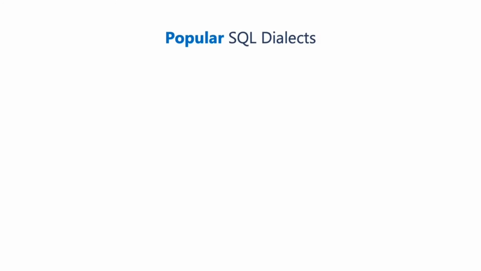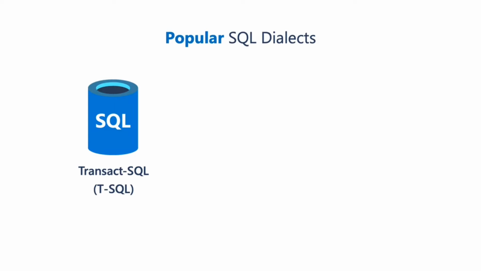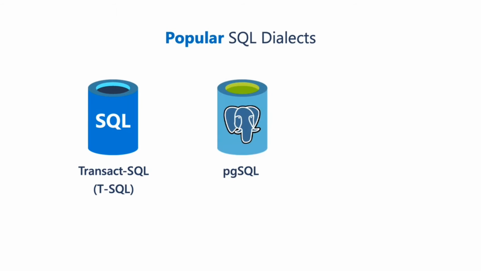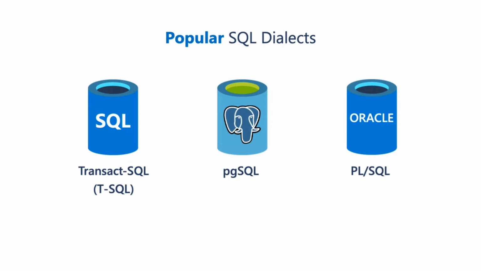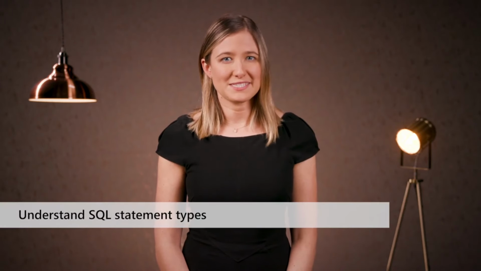Some popular dialects of SQL include Transact SQL, T-SQL. This version of SQL is used by Microsoft SQL Server and Azure SQL Database. PG-SQL. This is the dialect with extensions implemented in PostgreSQL. PL-SQL. This is the dialect used by Oracle. PL-SQL stands for Procedural Language SQL. Users who plan to work specifically with a single database system should learn the intricacies of their preferred SQL dialect and platform. Let's look at SQL statement types now.